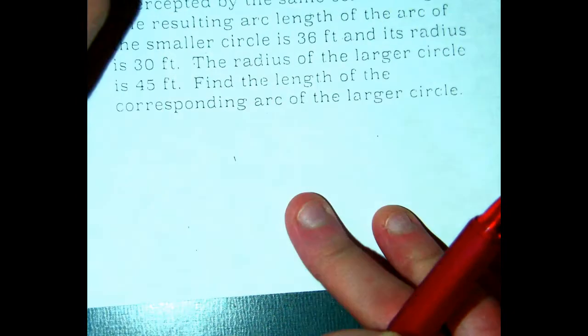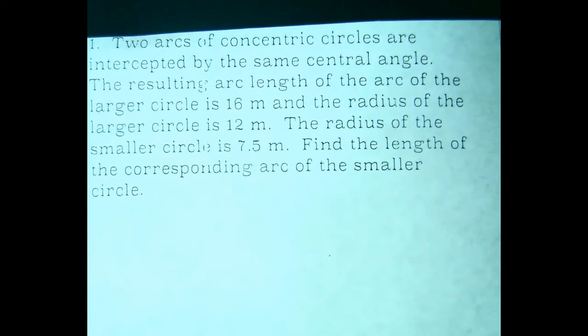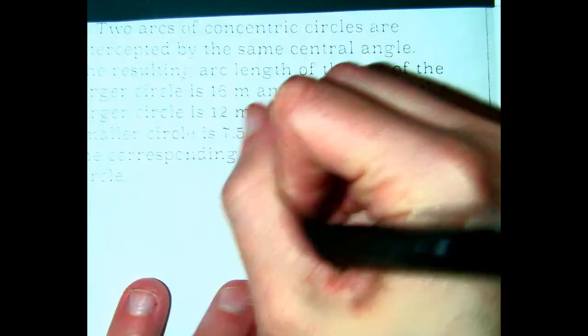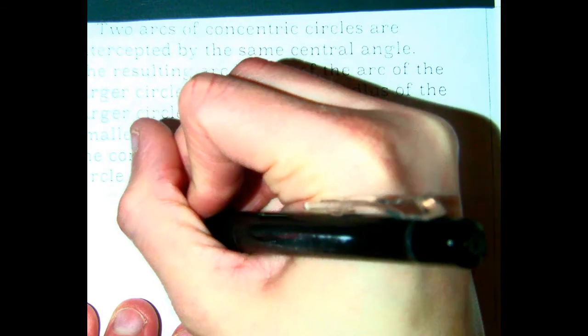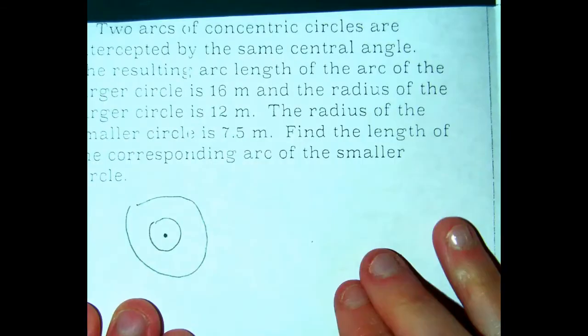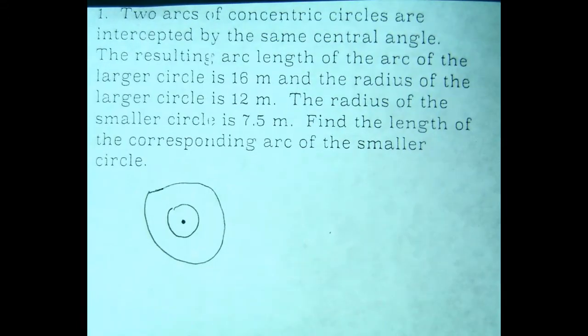I'm going to help you draw number 1, and you're going to do it yourself in a minute. 2 arcs of concentric circles are intercepted by the same central angle. We're going to stop there. We're going to draw 2 concentric circles. One, 2, that's terrible, but oh well. Pretend that that's actually a circle. Use your imagination.